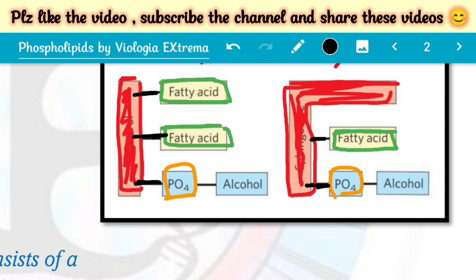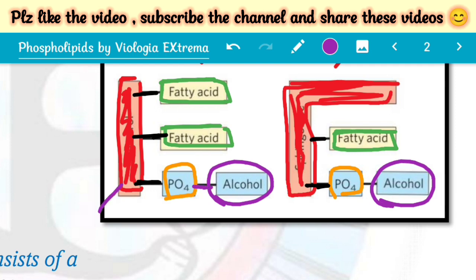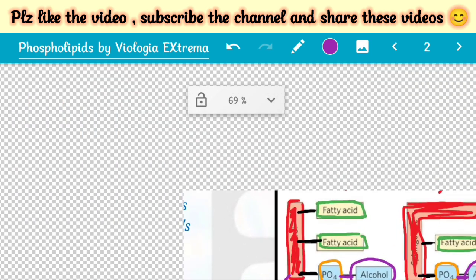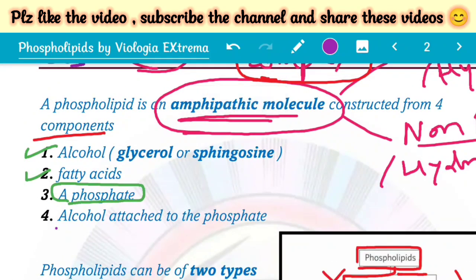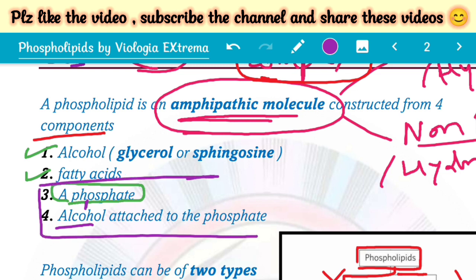Now the fourth component is also usually an alcohol. We will see it later. Sometimes it can also be a water molecule, but in most cases it's an alcohol. This alcohol is not attached directly to the main alcohol; it is first attached to the phosphate group. Together, these two form what we call the polar head group.